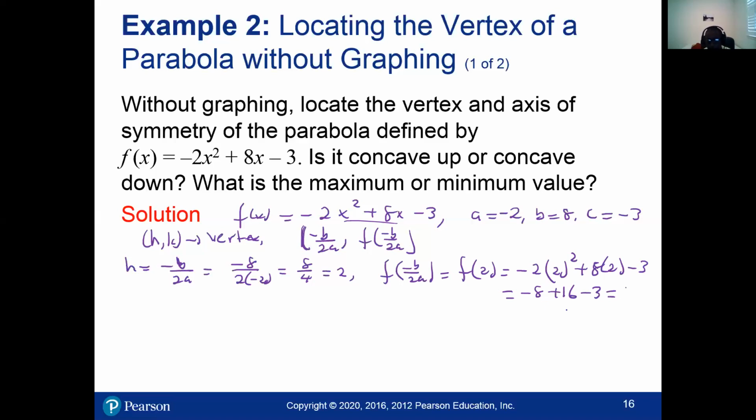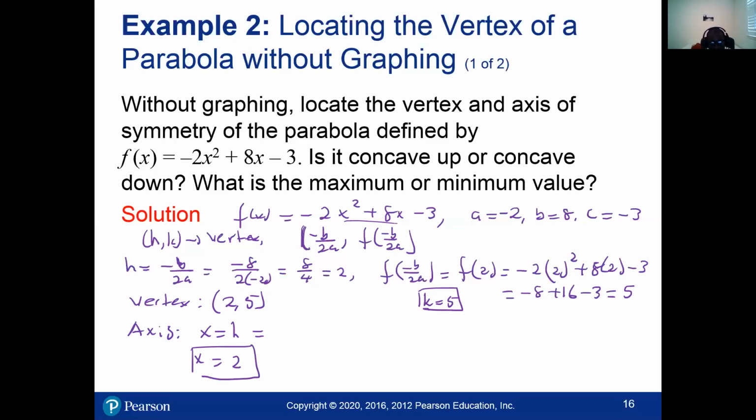Okay, so what is my vertex? My vertex is a point with coordinates (2, 5). Now notice that this is my k. The k is 5 in this case. All right, what's the axis of symmetry? The axis of symmetry is of the form x is equal to h. In this case, x is equal to 2. This is my axis of symmetry.